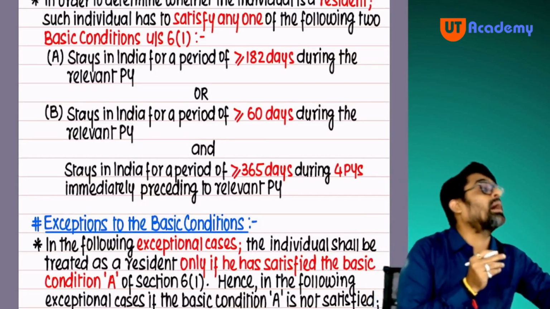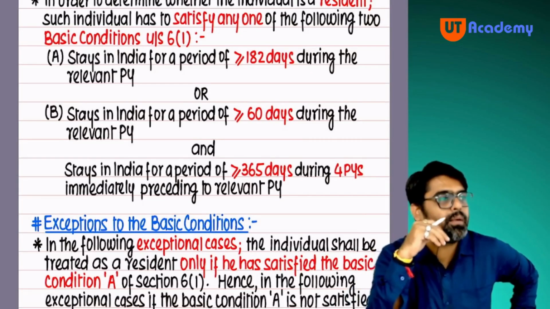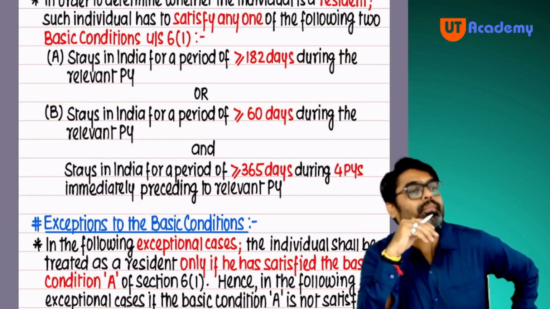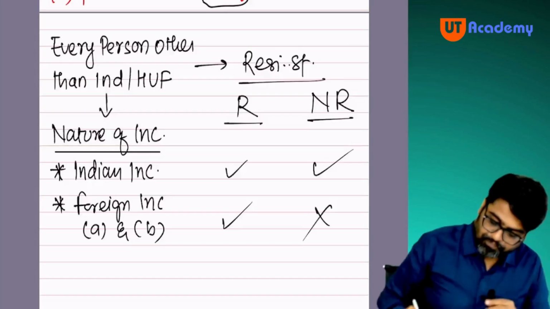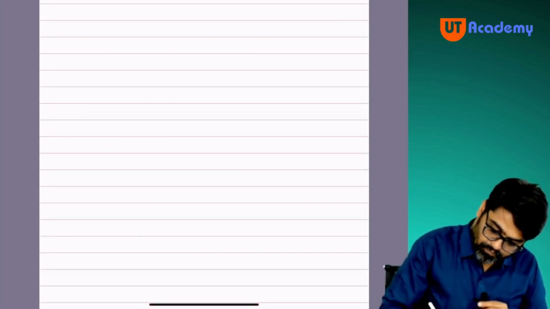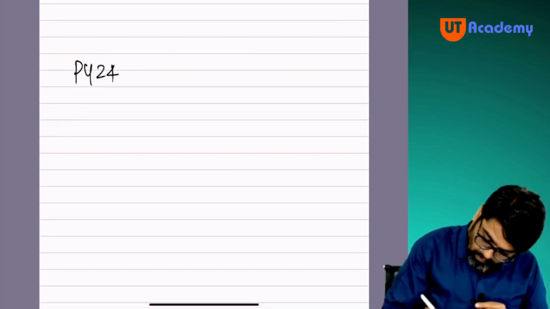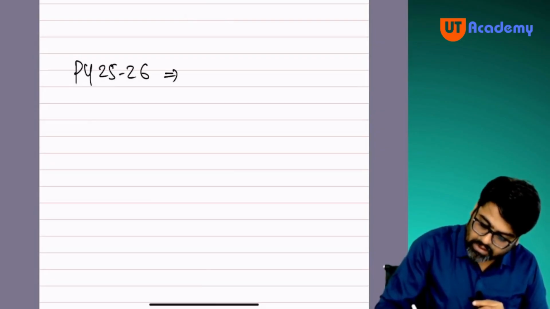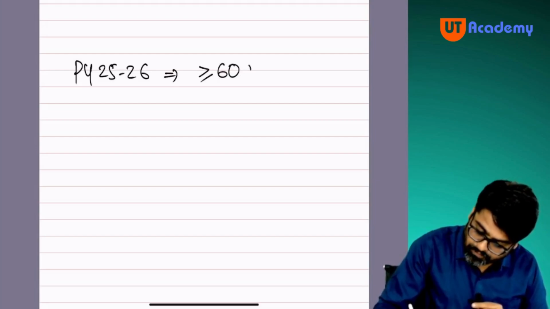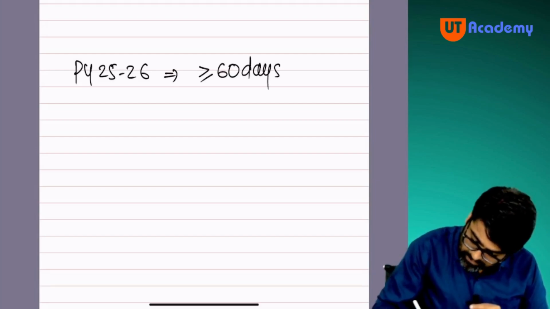And in the last 4 previous years, what did I say? See, what is my previous year? 25. In my previous year, stay should be greater than or equal to 60 days, and what did I say?